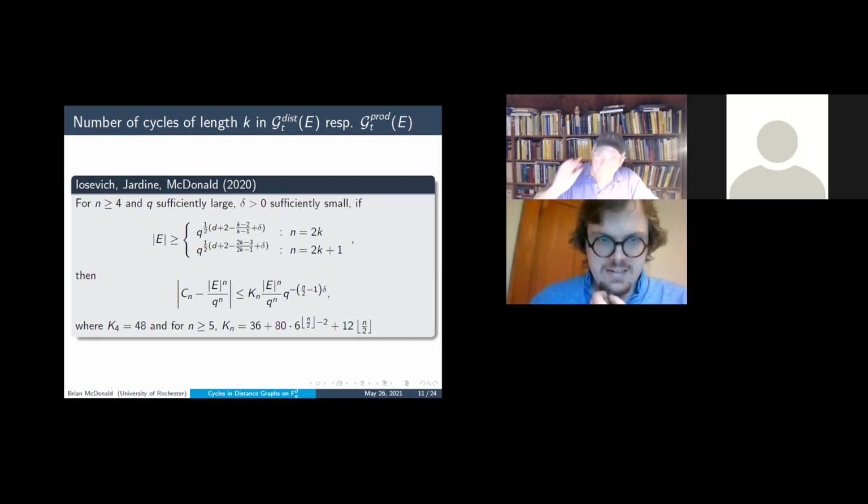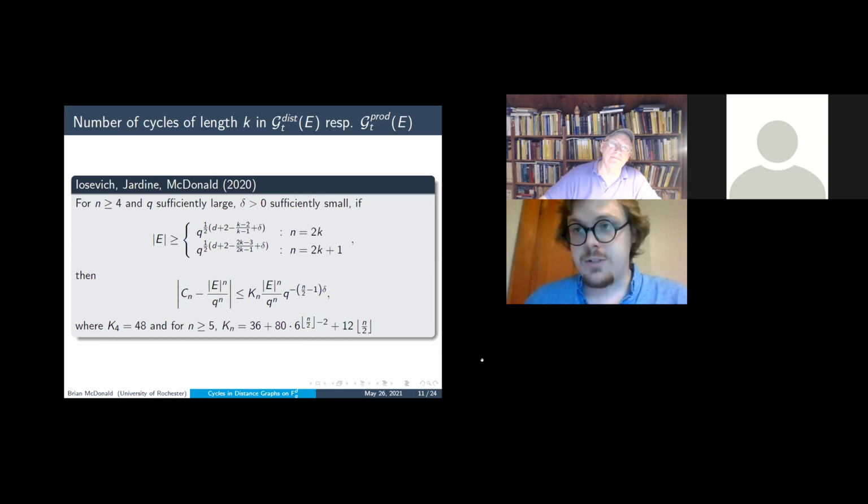Under this hypothesis, if the size of E is big enough, what do we get out of it? We get that the main term is this, size of E to the n over q to the n, which again agrees with our heuristic. And the error term, as q gets large, is much smaller than the main term. Okay, so that's the result for possibly degenerate cycles.